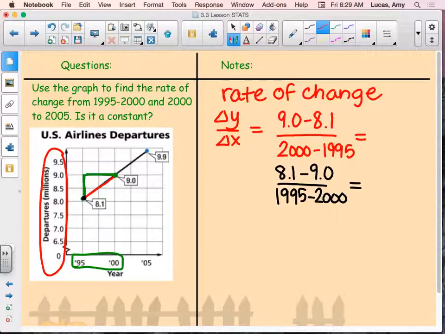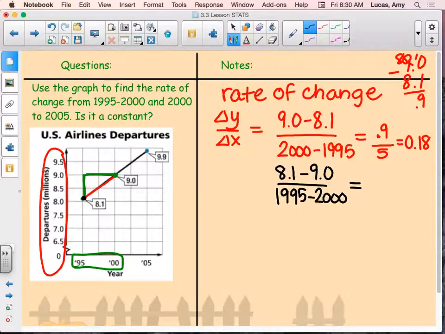So if I subtract 9.0 minus 8.1, I get 0.9, and then subtracting the years, I get 5. So 0.9 divided by 5 is 0.18.